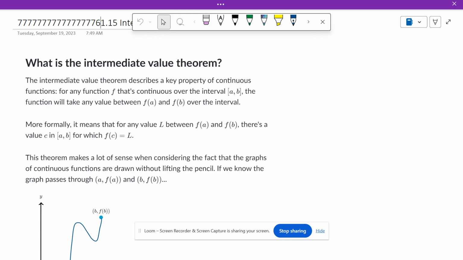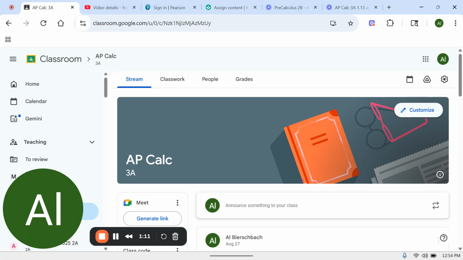If a function is continuous and you have a small x value and a small y value and a big x value and a big y value, there must be some value in between. Which would make total common sense. There's got to be x values and y values in between those values.